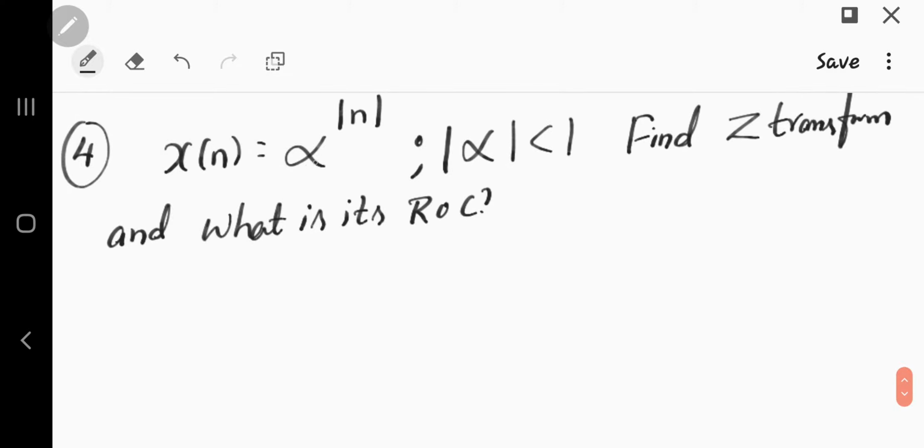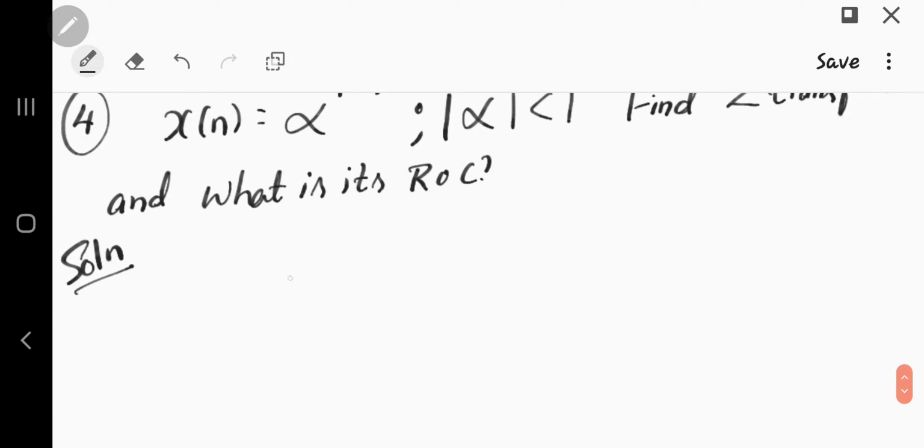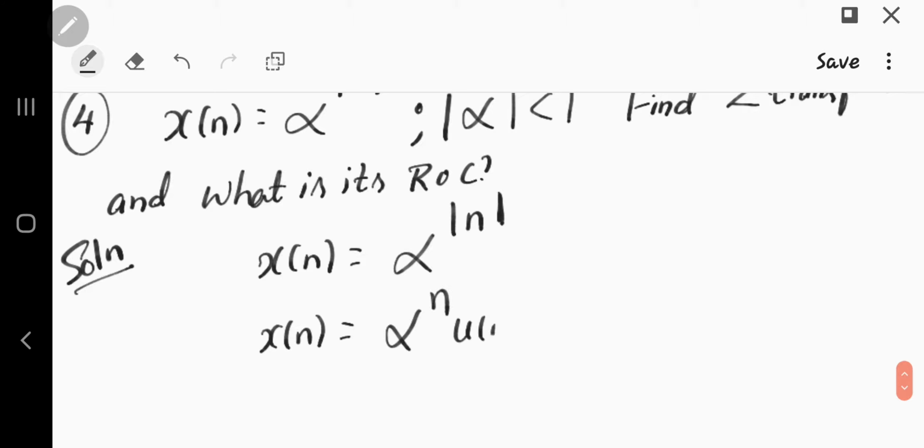So observe the signal alpha to the power of mod n. That means n can take positive values and negative values as well. But whatever alpha is going to take, the mod of alpha will be less than 1 itself. If it is taking a negative value, then it will be greater than minus 1. If it is taking a positive value, then it will be less than plus 1. So we have to consider both conditions here. Given x of n is equal to alpha to the power of mod n. Now, if n takes a positive value, then x of n is equal to alpha to the power of n into u of n.